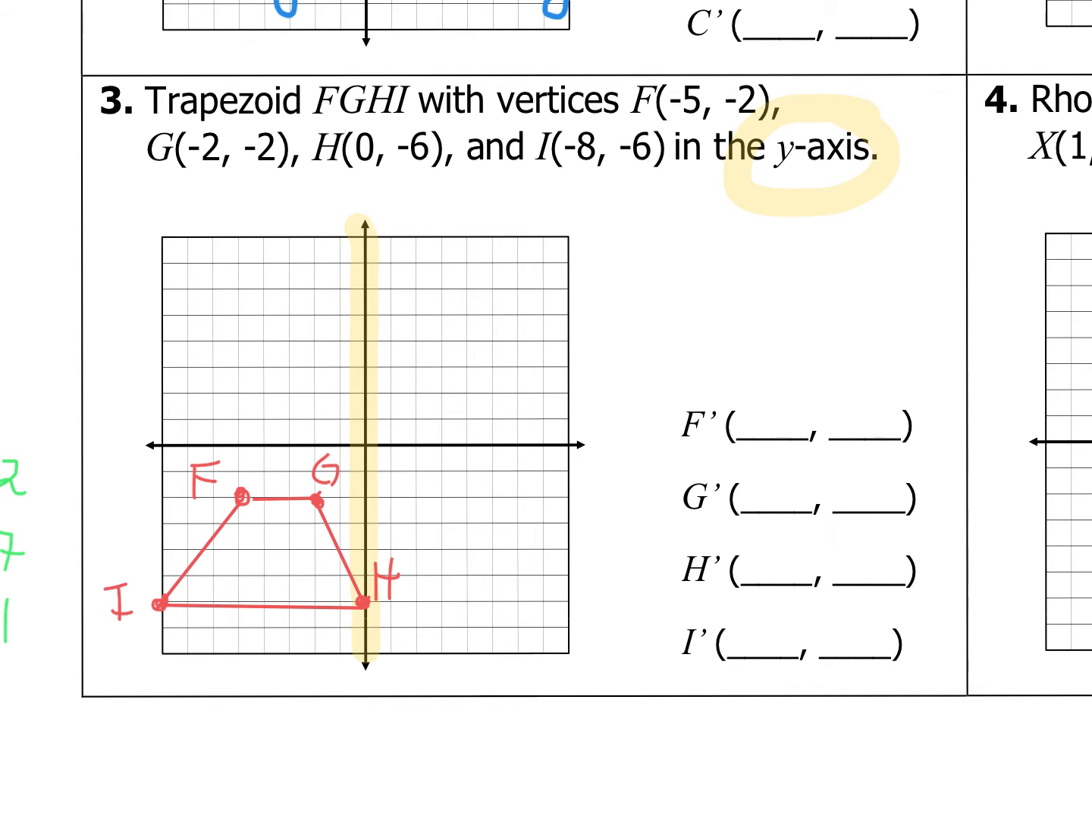Okay, so then to reflect those, we're going to count the distance. Let's start with F. F is 5 units away. So 5 units away on the other side would be over here, F prime. And so that ordered pair would be to the right 5, down 2.